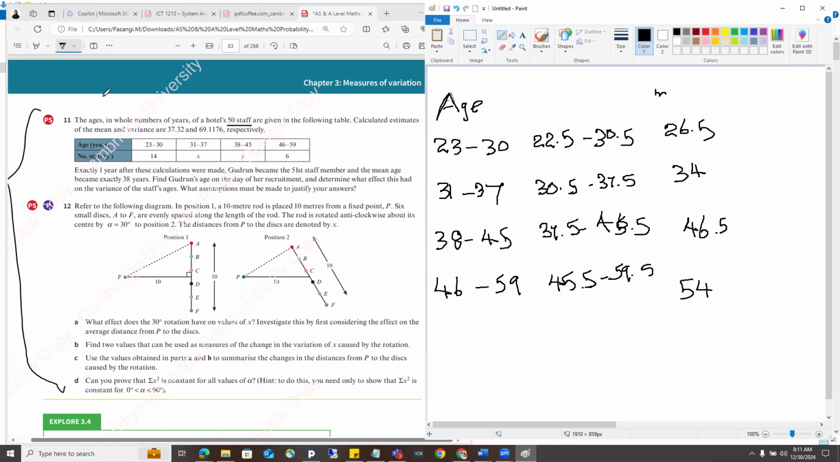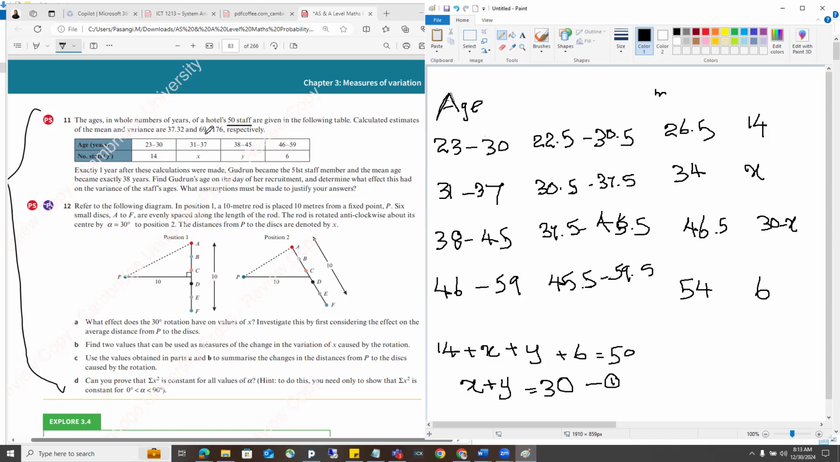Then what we have to do now, anyway, the ages in whole numbers of years of 50 staff are given in the following table. One equation would be 14 plus x plus y plus 6 equals 50. Then x plus y equals 50 minus 20, that means 30. One equation is this, and the other, the easiest way, is we can derive it for the mean. Here we have 14, here we have x. Instead of y, I'll put 30 minus x. Then we have 54 means 6.